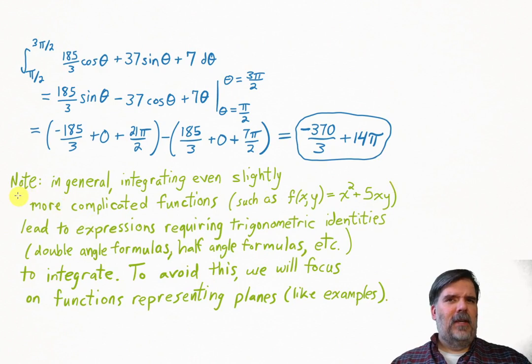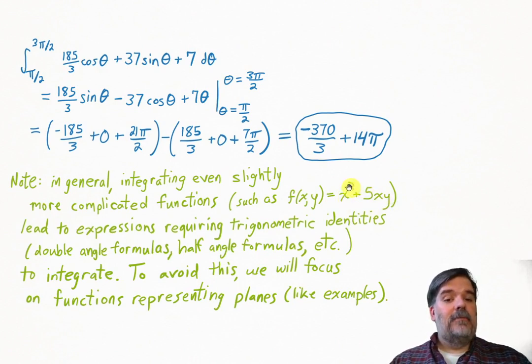Now, I just do want to make a note right here. You might notice that we've been working with some very simple functions for integration. That's on purpose. In general, when we're working on problems like this involving circular regions, if we integrate something even slightly more complicated, something like f of xy equals x squared plus 5xy. If we had a rectangular base, this would be no problem. Even if we had a base bounded by two curves, like we did in the previous lesson, again, no problem.